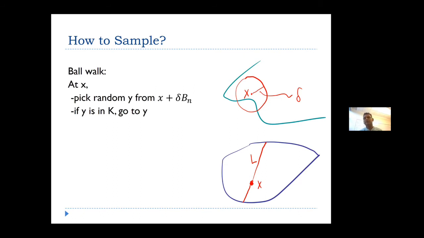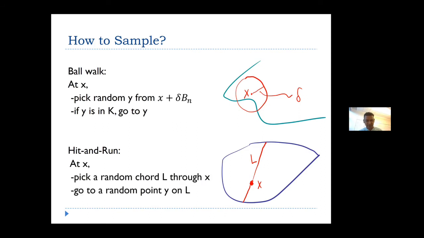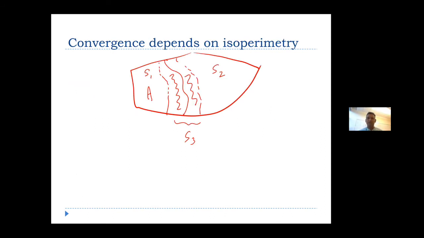It's not hard to see that this process is symmetric, and therefore for any connected set, the stationary distribution that it will approach will be uniform. Now, the fact that it does approach a stationary distribution and it approaches it quickly is something that takes much more work, and we'll get to that. There are other walks, and one of them called hit and run is quite successful in this general setting. There are many other walks for specialized things like polytopes that I won't get into in the talk.